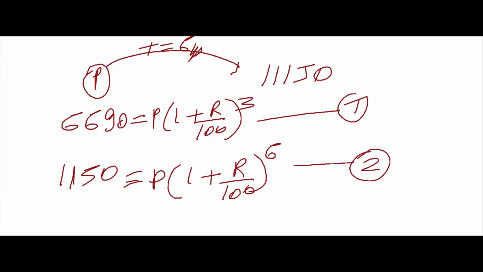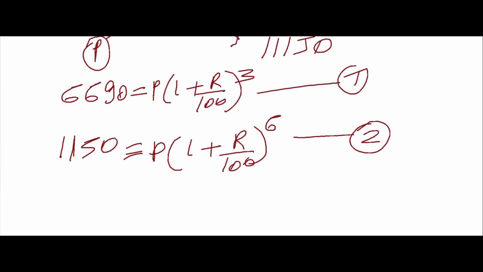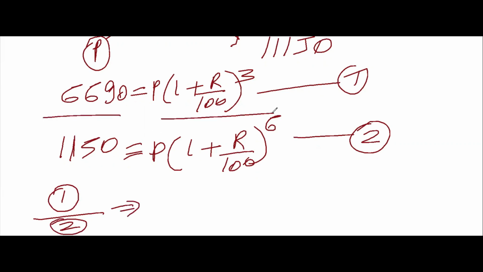Now you have to solve these two equations. There is no need to solve simultaneously. Equation number 1 divided by equation number 2, this is what you need to do. When you divide this, P and P will get cancelled, and you will get an equation only in terms of R. You will solve this and get the value of R.